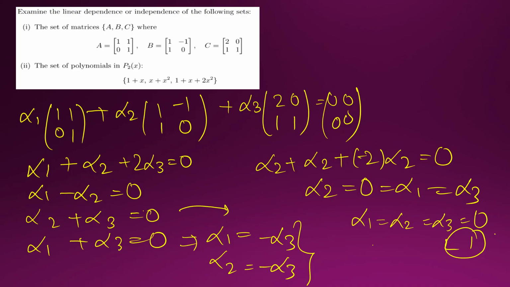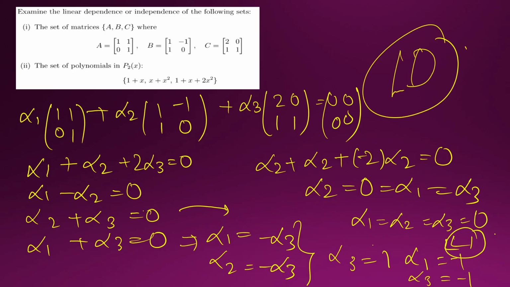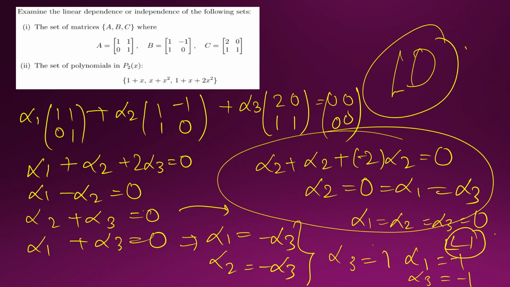Why? We could have said that it's an LI, but let's say if we had alpha 3 equal to 1, alpha 1 equal to minus 1, and alpha 2 equal to minus 1, then we can have more than one solution. Therefore, it is LD. You have to check for many cases. It's not that because you're getting just the 0 0 case, it's an LI. No, that is not the case. You'll have to check, is there any other solution? If there is, therefore non-trivial solution.